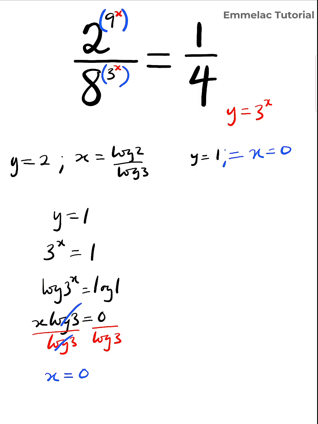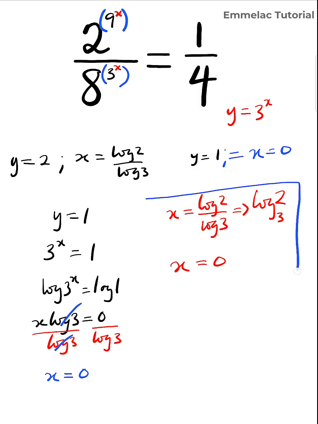So the two values of x that satisfy this equation are x equals log 2 all over log 3, which is also the same as log 2 base 3, or x equals 0. These are the final solutions that satisfy the equation.